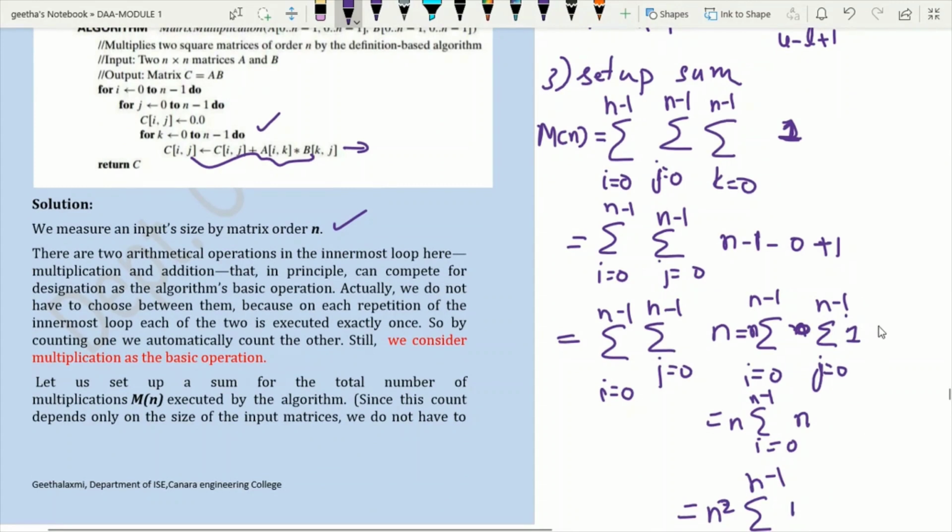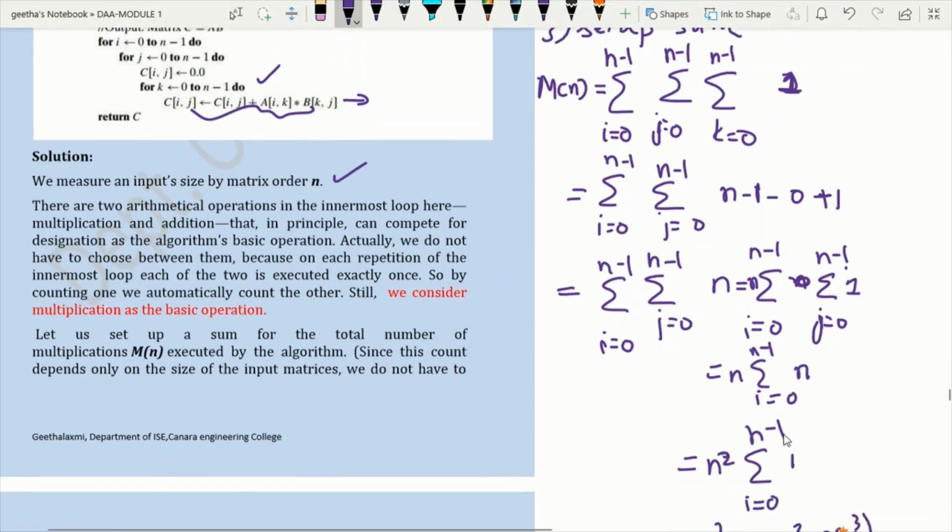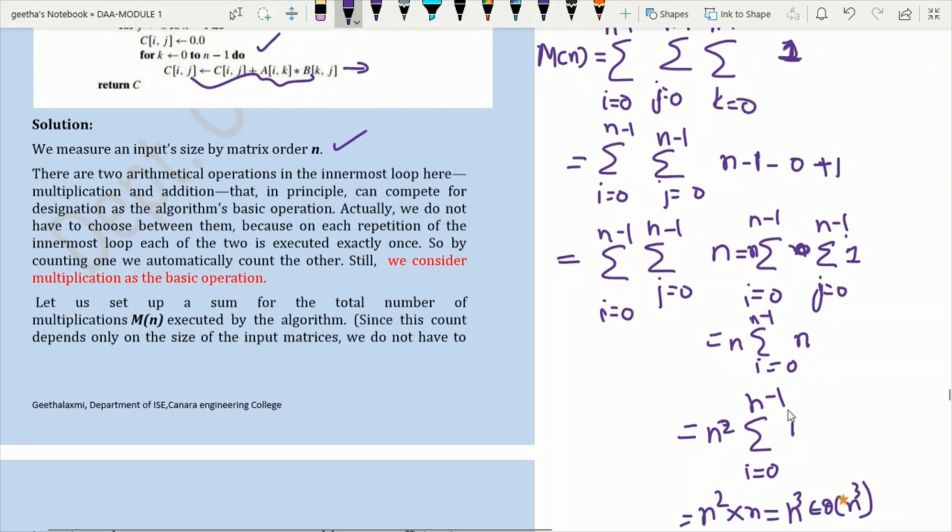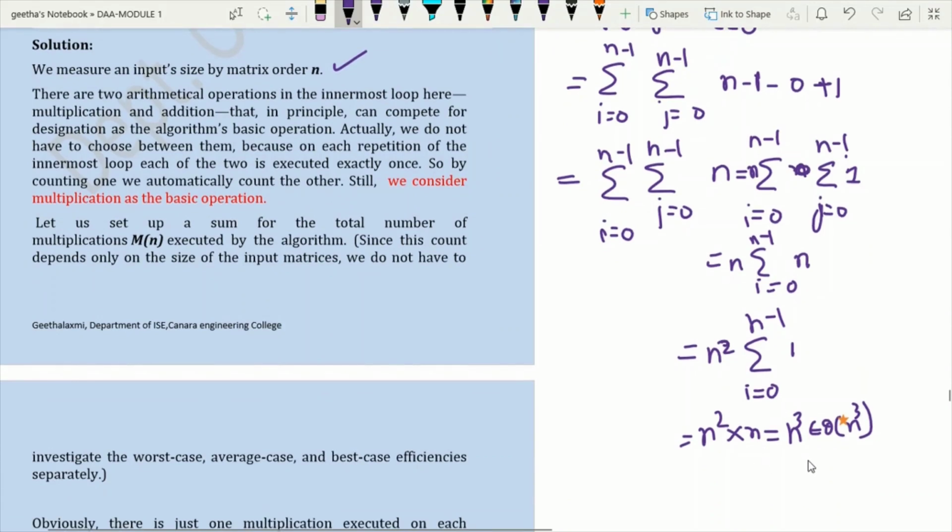If I solve this portion again, it is similar to the previous portion. While solving that I got n, so even if I solve this, I am going to get n. So one more n I am getting, and totally it becomes n square. Finally, summation i equal to 0 to n minus 1 of 1, the outermost for loop, that I am going to solve. That also gives me n, which is equal to n cube, belonging to theta of n cube.